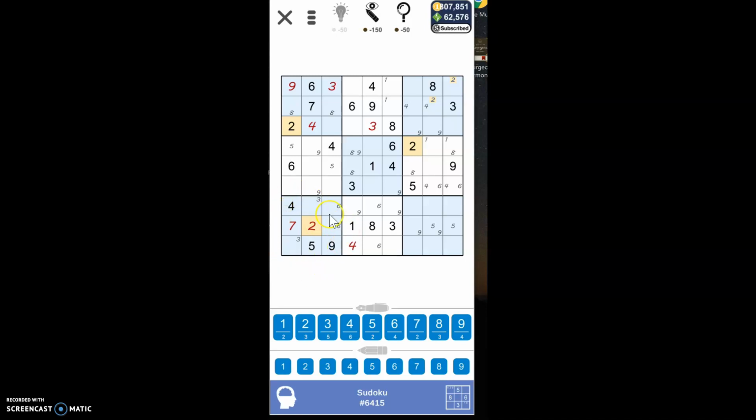In this square here, we need, what do we need? Let me think about this. 1, 3, 6, 8. That's these 1, 3, 6, 8, and there's 1, 3, 8. So this guy right here is a 6.